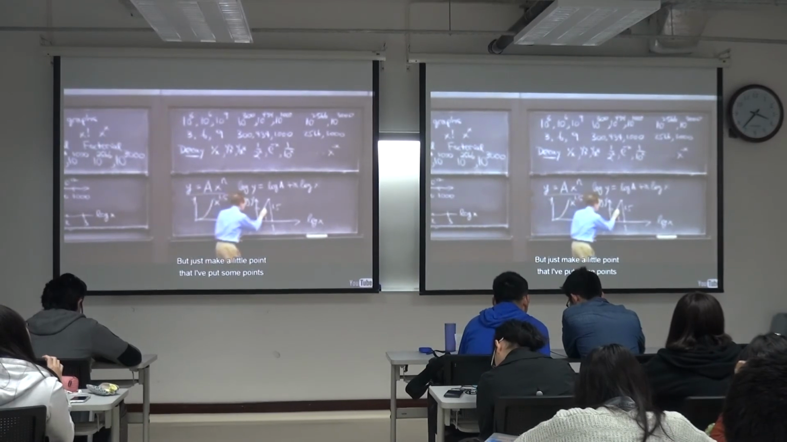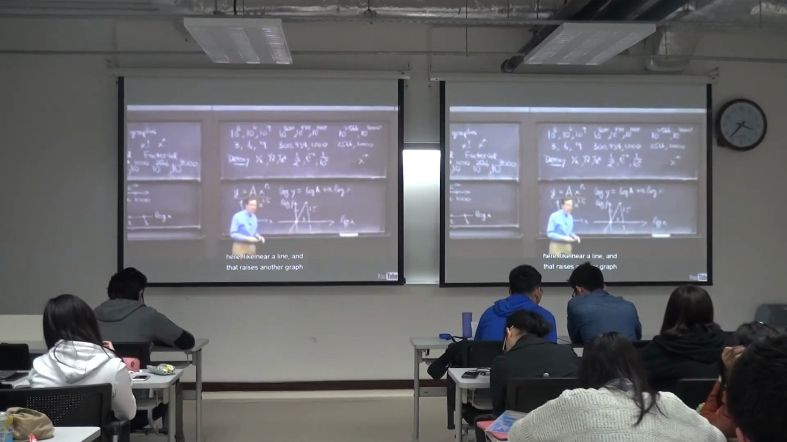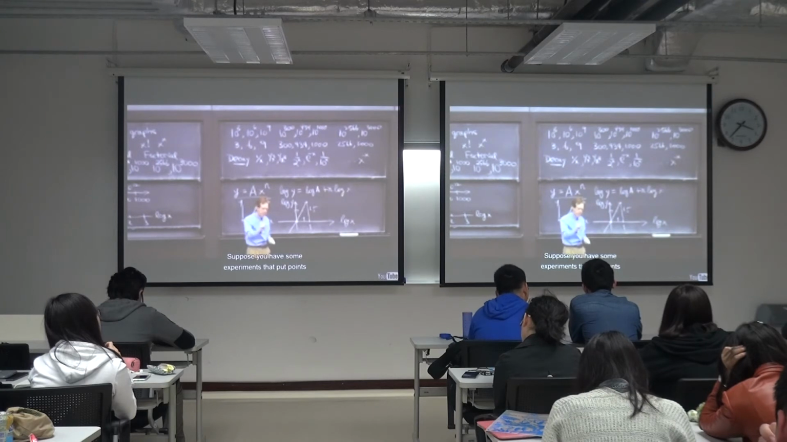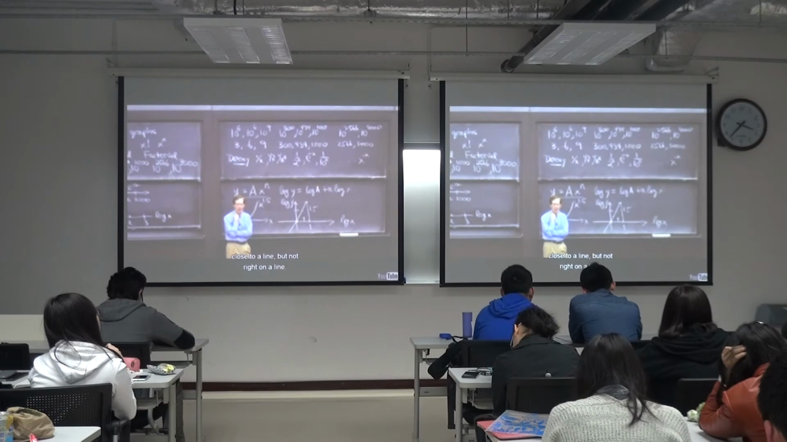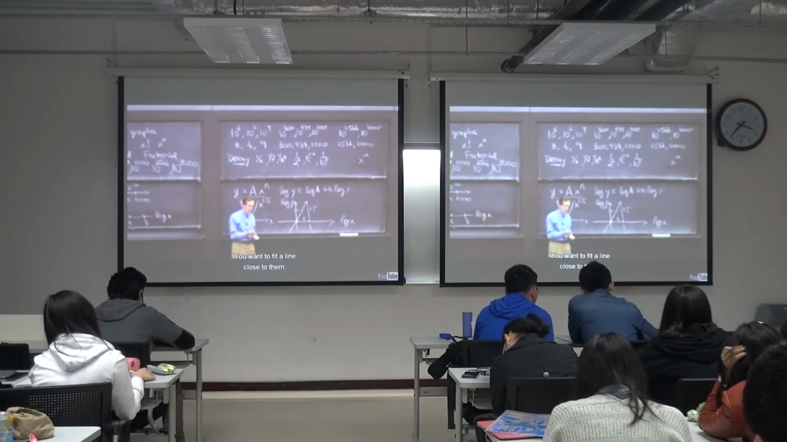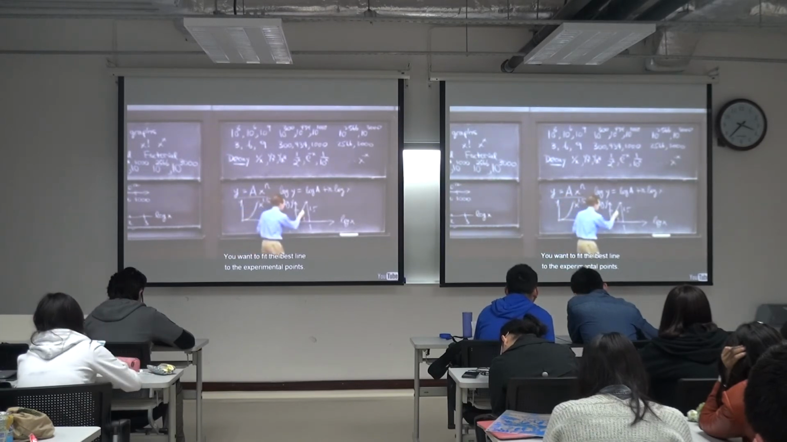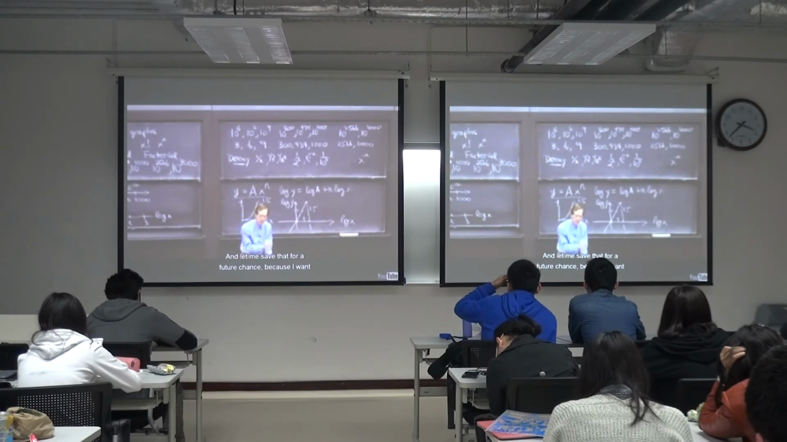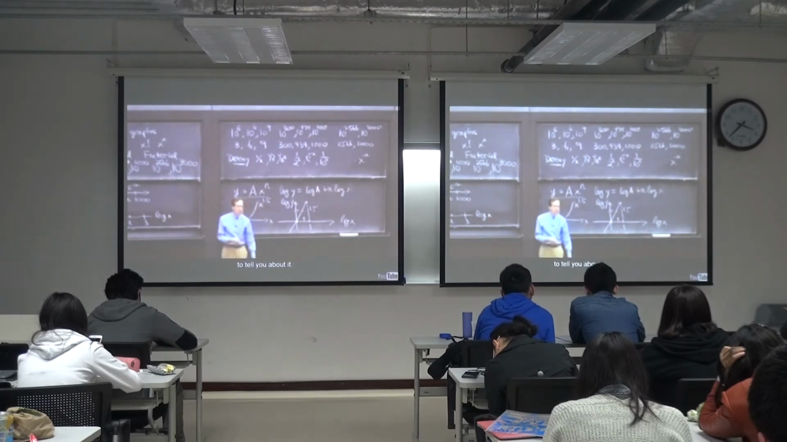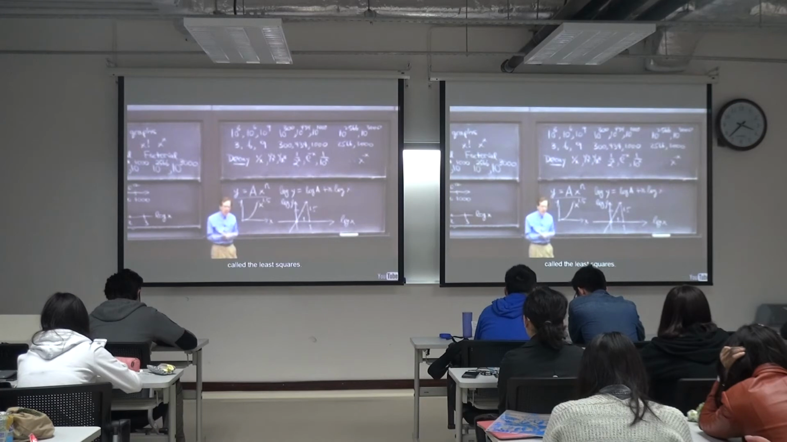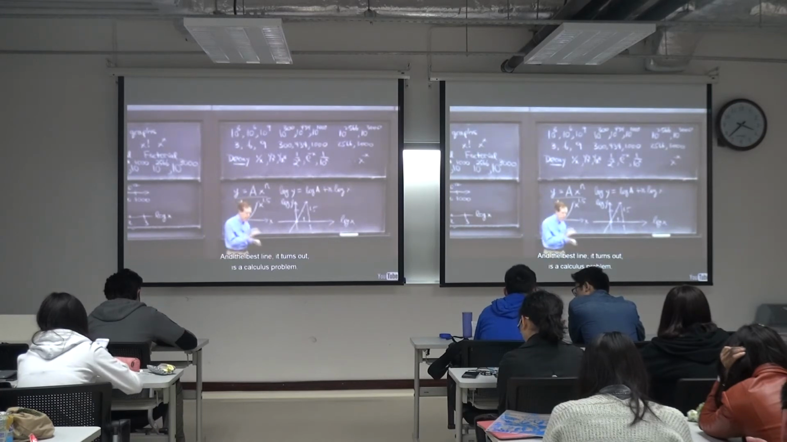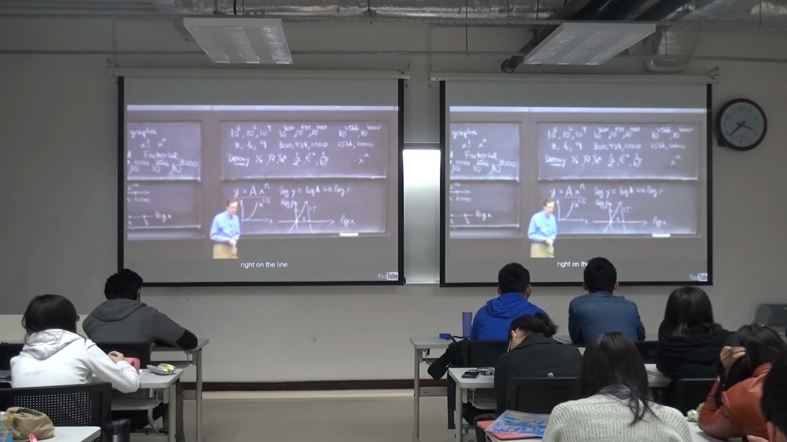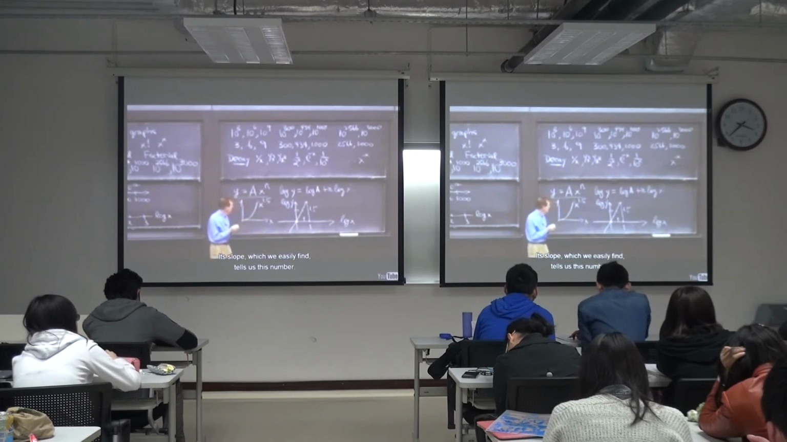I'll just make a little point that I put some points here, near a line, and that raises another graph question of very great importance. Suppose you have some experiments that put points close to a line, but not right on a line. You want to fit the best line to the experimental points. How do you fit a straight line? Let me save that for a future chance. The standard way is what's called least squares. Least squares is a very important application, and the best line, it turns out, is a calculus problem. So, for the moment, let's pretend they're right on the line. Its slope, which we easily find, tells us this number.